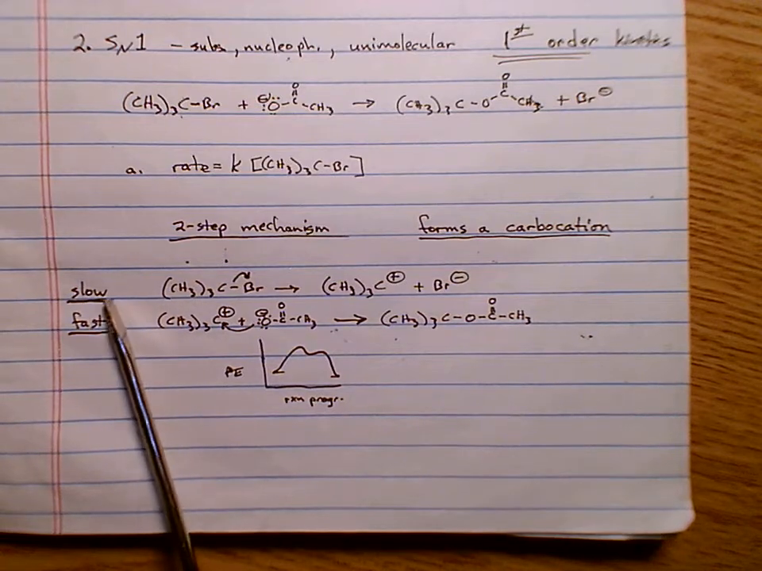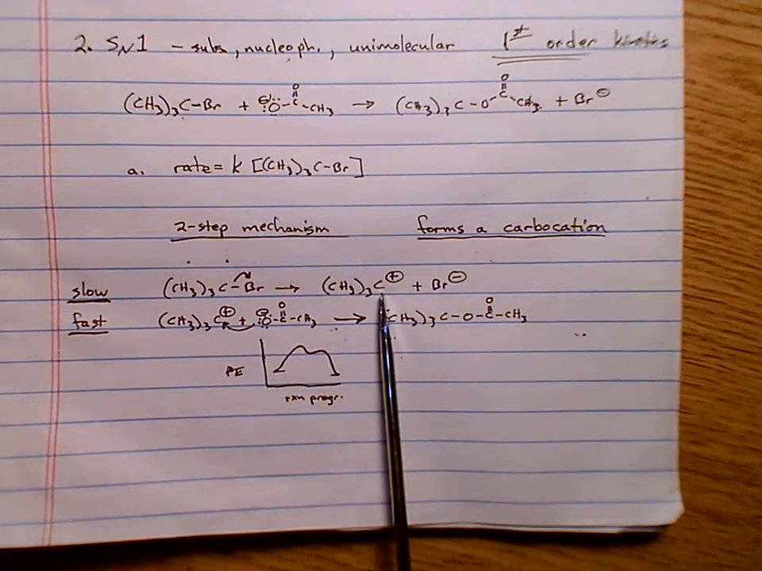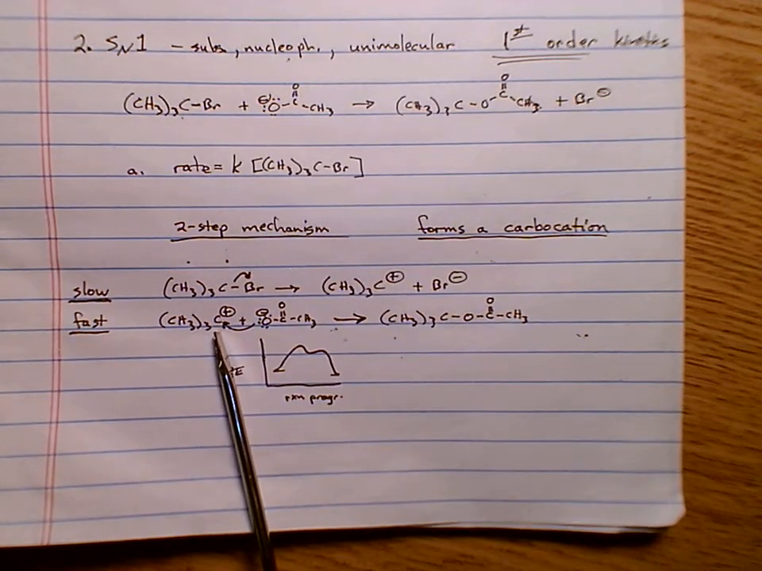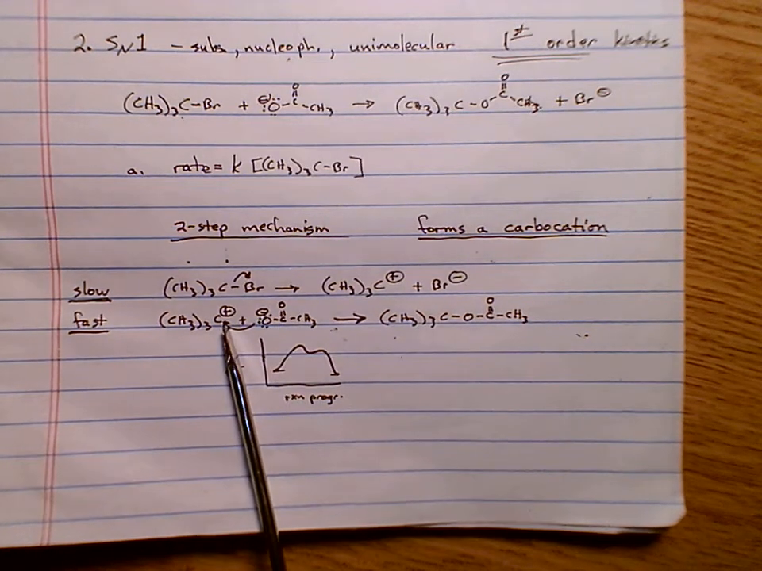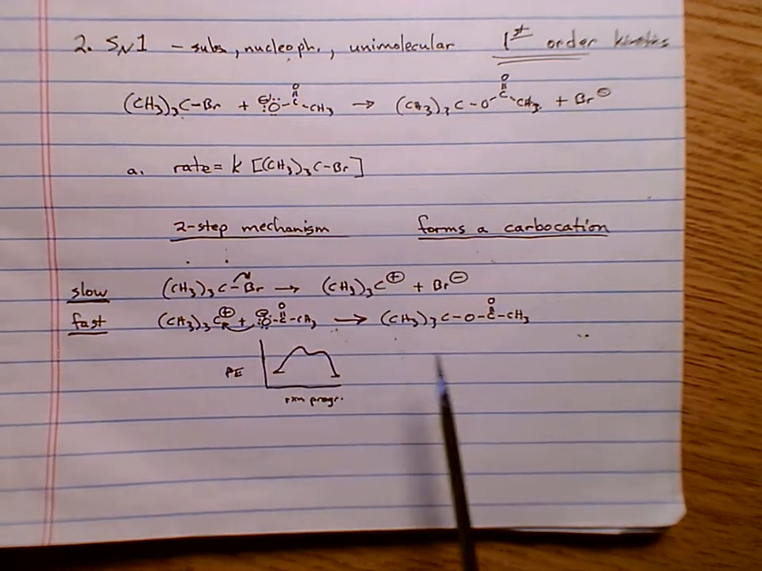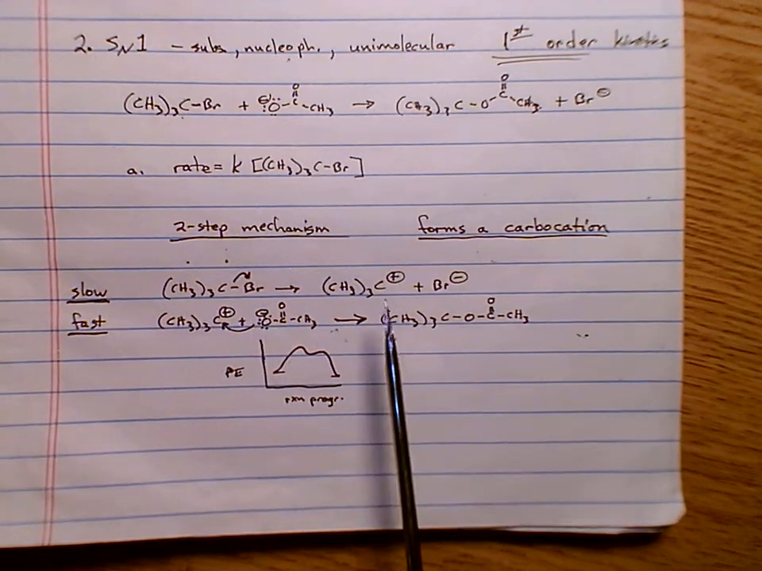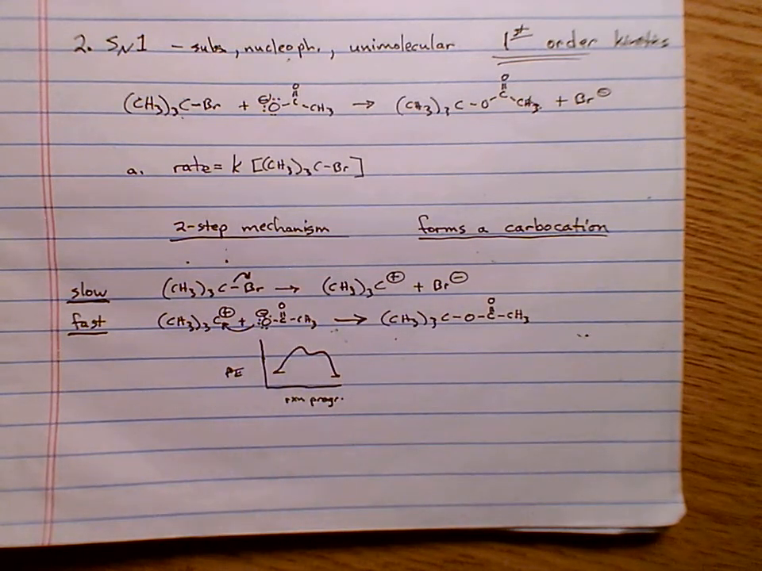Now, the first step is a slow step. The leaving group just has to leave to give us this carbocation. Then, once we have the carbocation, we've got a positively charged carbon. That's unstable. Now the nucleophile will come in and attack that carbon to give us our product. So it's a two-step mechanism. Slow first step to generate the carbocation. Fast second step, nucleophile attacks a carbocation intermediate.